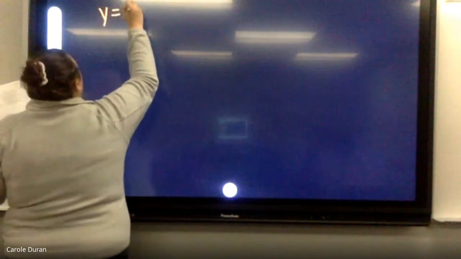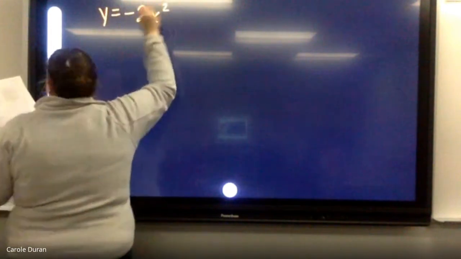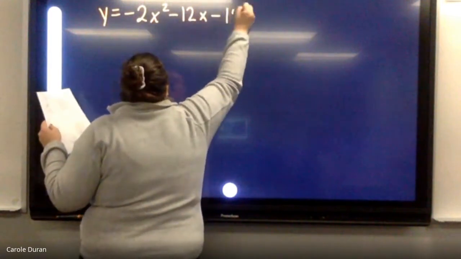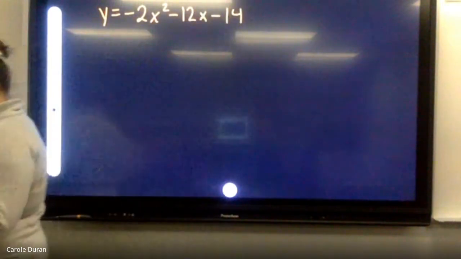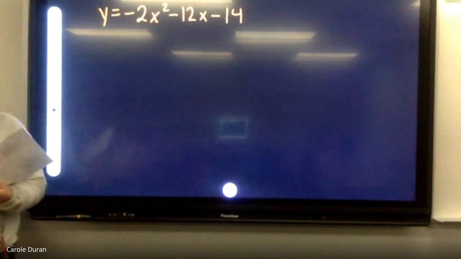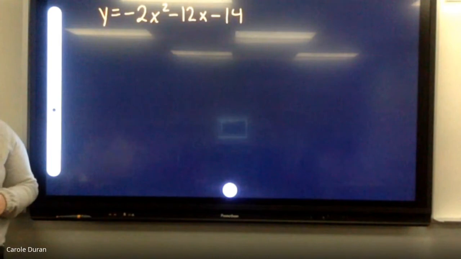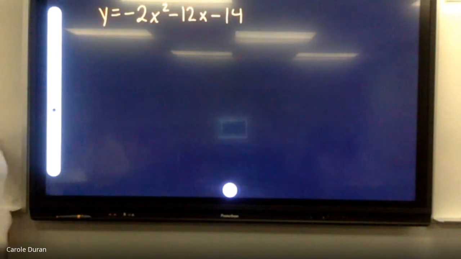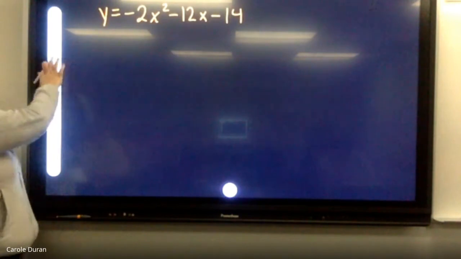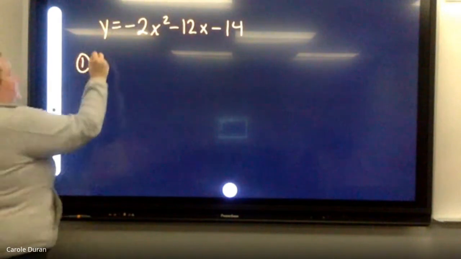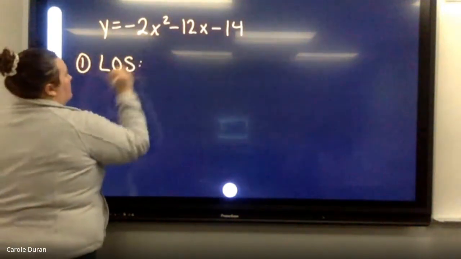So this time I would like to use the quadratic negative 2x squared minus 12x minus 14. Cole, what's my first step? You have to get your line of symmetry. Yep. And what do I use for that line of symmetry? It should look like x equals.